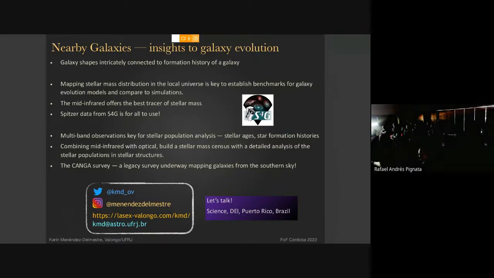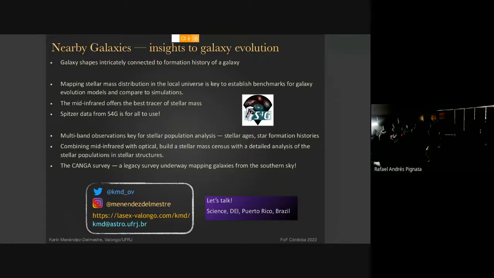Basically, the main thing I wanted to take away from this is that we have a really nice group in Rio working on, one of the things we're working on is how we can study galaxy shapes and the distribution of stellar mass in galaxies, which we're doing very carefully to understand the formation history of different parts of the galaxy, and use S4G. This is mid-infrared data that is available to all of you. Just go to Google, IRSA, if you don't know about that, IRSA S4G, and you'll find it there.